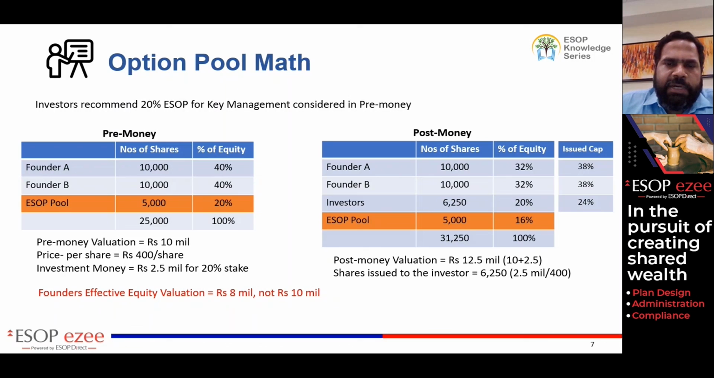However, the other important part is, suppose this company were to be sold and there are no ESOPs out of that 5,000 which has been reserved. So the holdings of the founders and the investors continue to be inflated, especially the investors, but that was not the intent.